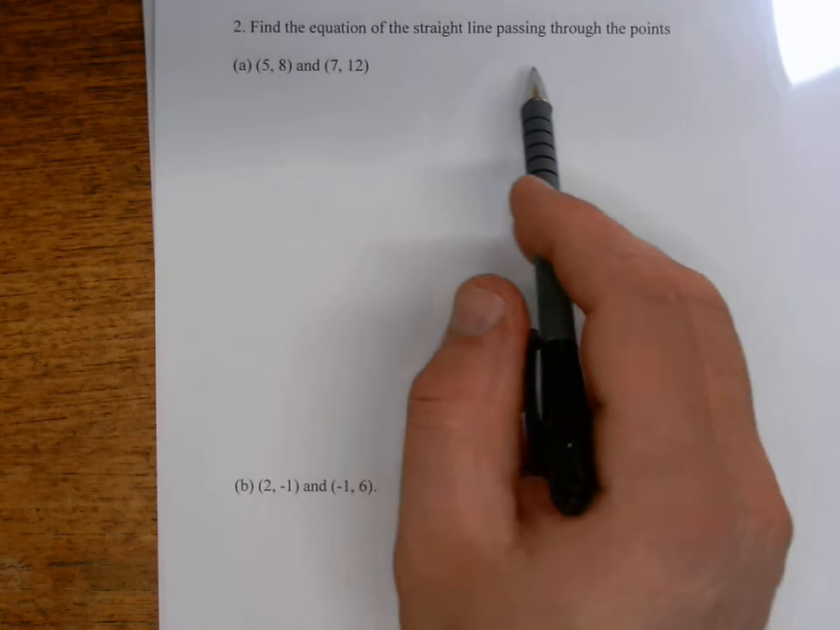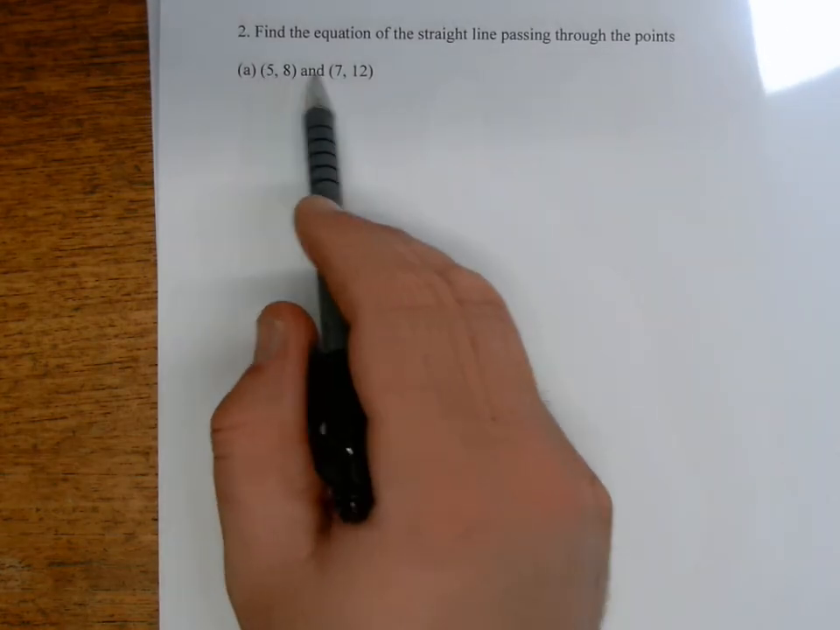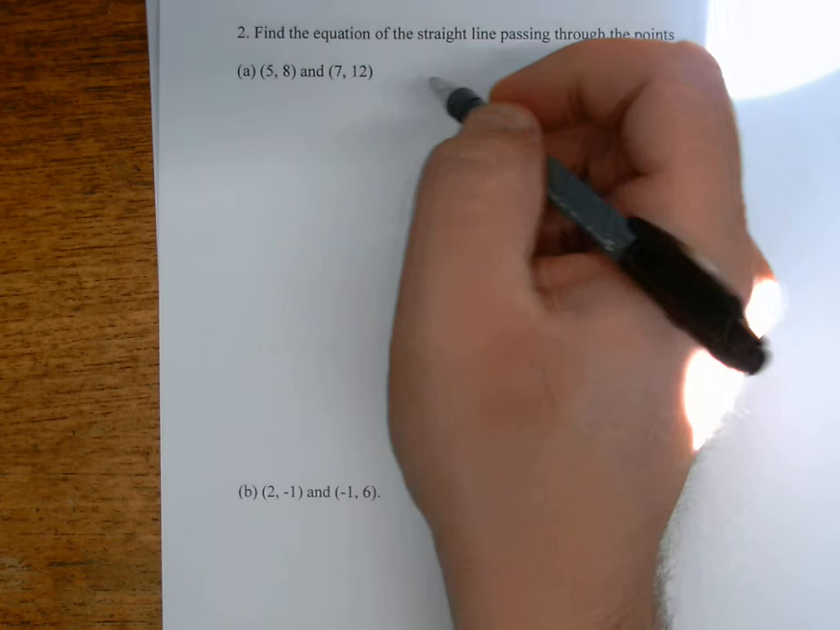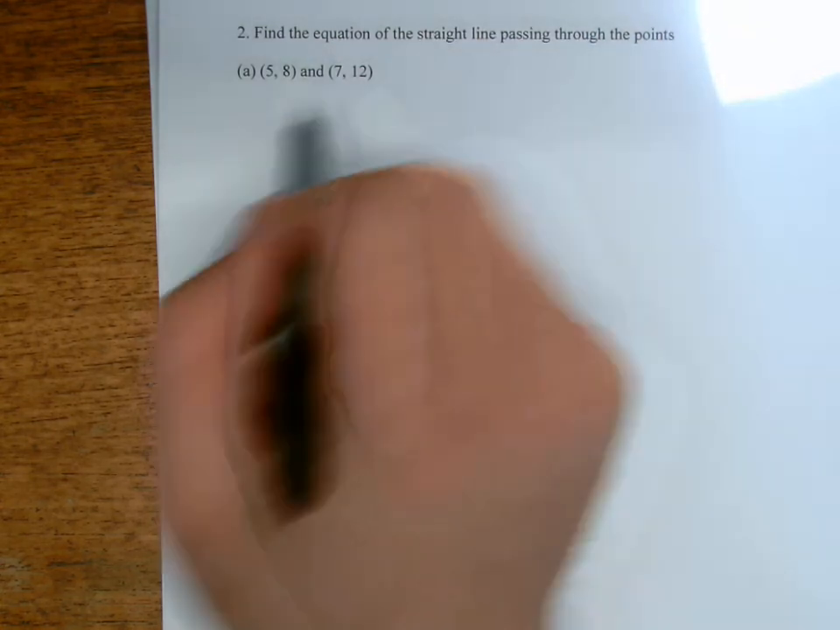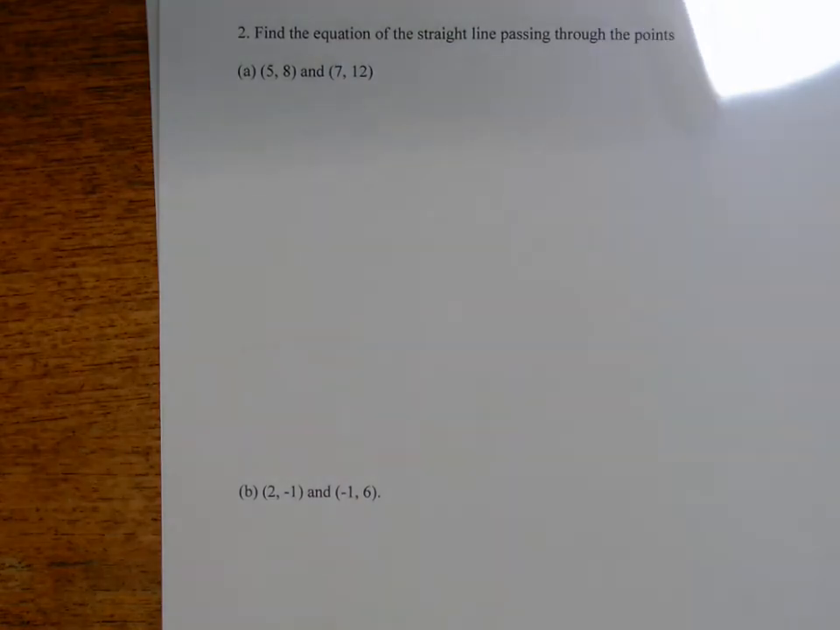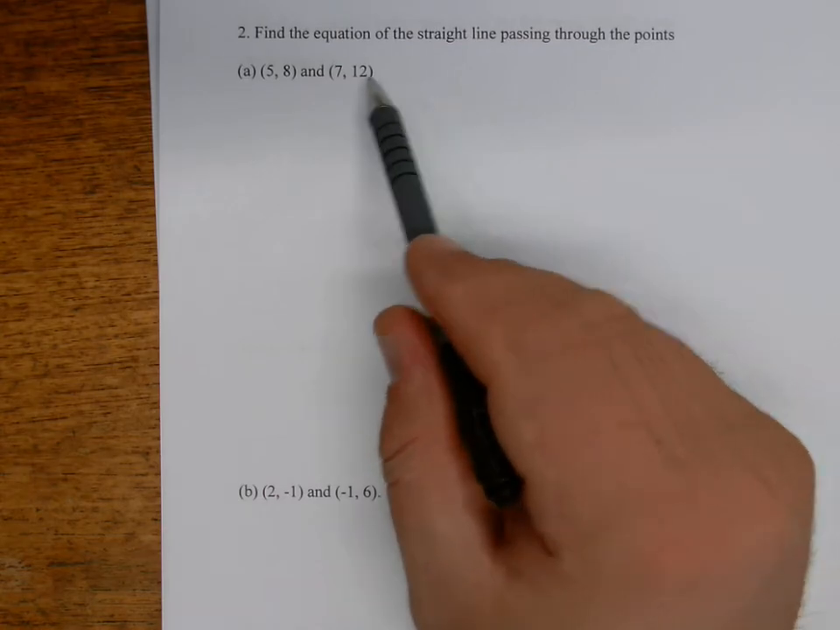Okay, find the equation of a straight line passing through the points (5, 8) and (7, 12). In this case, we're given 2 points that the line goes through. Now remember, we only need 1 point for an equation of a line, right? But they decided here to give us 2 points. There's a reason for this.